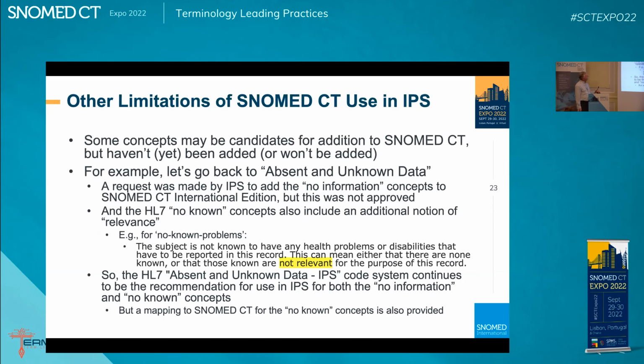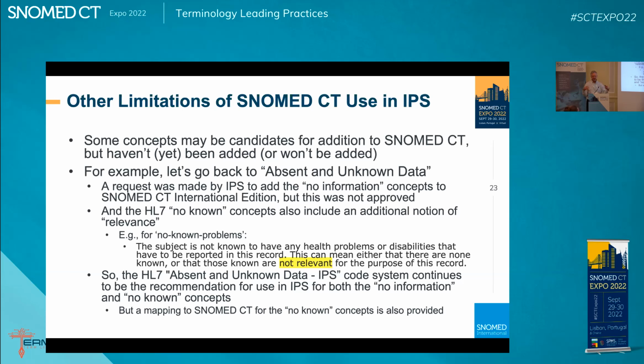And there's one more thing to mention about limitations, which is that there's definitely content that's not actually yet in SNOMED, or maybe won't ever be added. And that's where it gets back to that absent and unknown data that I mentioned. We looked at that, and the needs in IPS weren't quite completely aligned with what was in SNOMED, and we made a request to add some content on the no information codes, and that was not accepted. It's just a few years ago that we did this. And what we have for the no known codes are very similar, but they don't match.